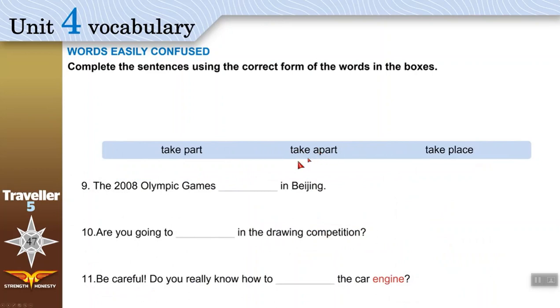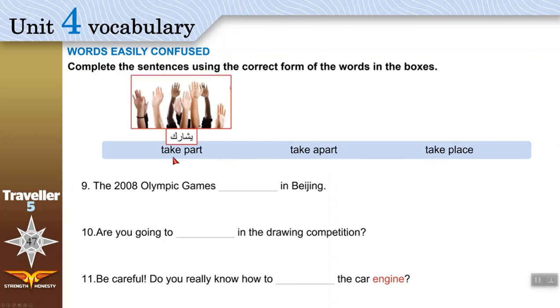Now the third group of the words: take part, take apart, take place. All these words are verbs. Take part means participate. It means you become a participant. Do you know the word participant? When you take part, you become a participant.